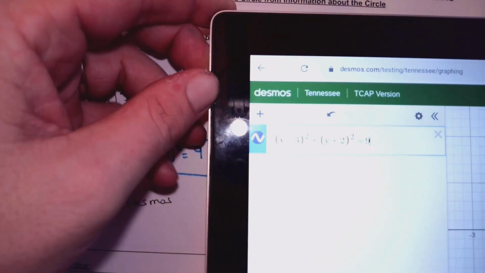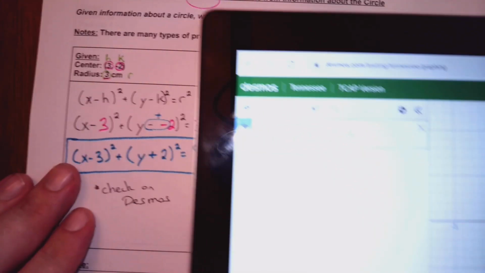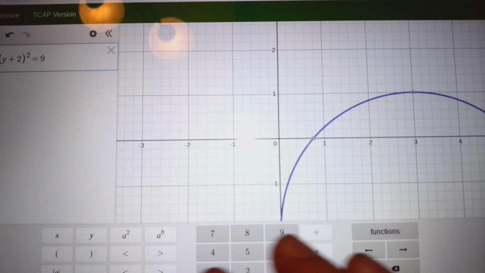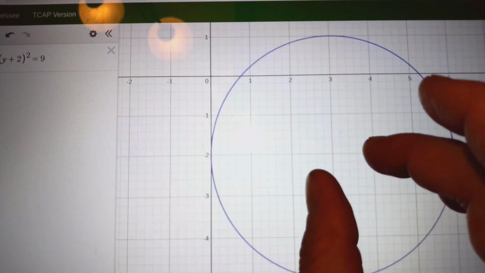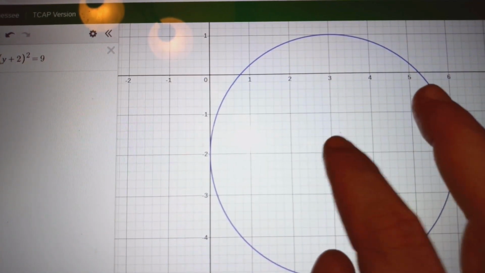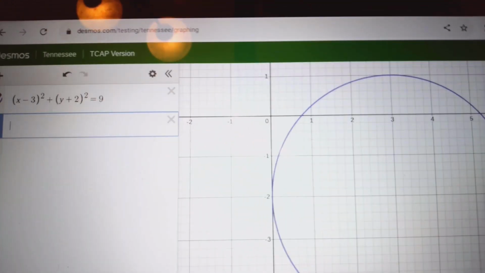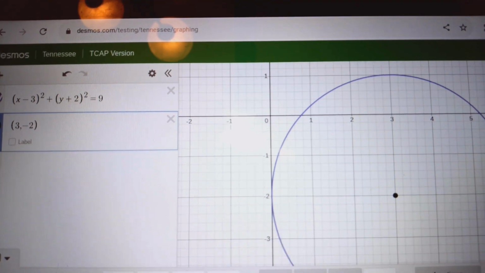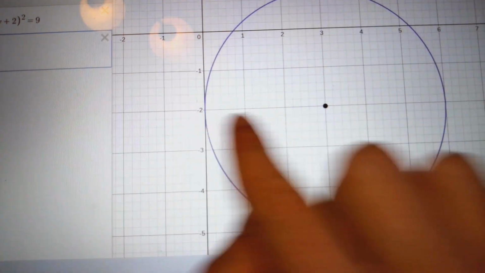Okay, I think you can maybe see that. So now I go over to my circle, and I'm going to zoom out just a little bit. I'm going to try to figure out my center. My center looks like it's right there. My center is supposed to be 3, negative 2, so if I type this in, 3, comma, negative 2, there's the center. I think you can see that. So the center of my circle is 3, negative 2.